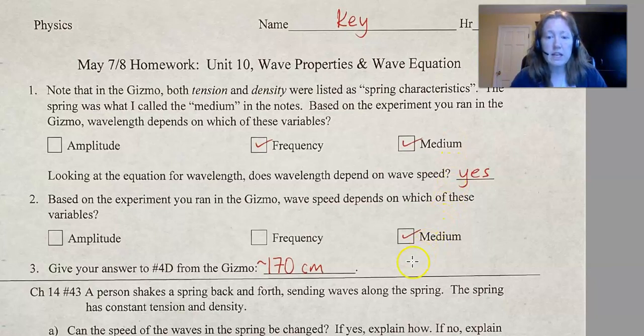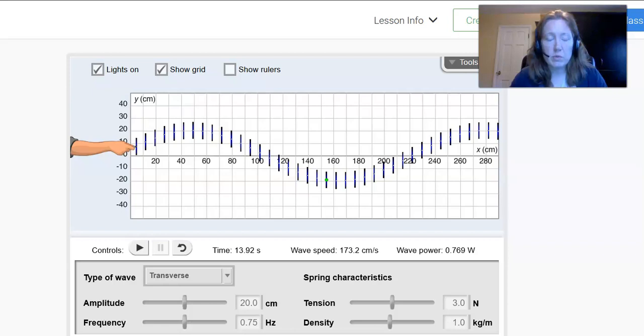Okay, let's switch screens and look at the gizmo itself. When I'm talking about the medium, I'm talking about tension and density, the spring itself. Because the spring is the medium through which the wave is traveling, the stuff that the wave is traveling through. In this case, we're looking at the side view of a slinky or a spring. So if we change something about the spring, how tight they're holding it or how heavy the spring is, then we are changing the spring, okay? And so then we are changing the medium. And you should have seen the wavelength change.